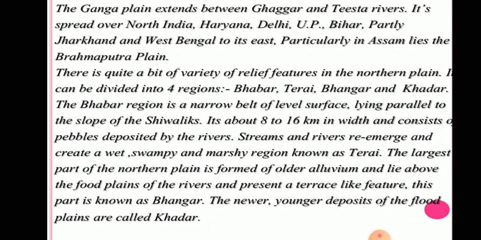Streams and rivers re-emerge and create a wet, swampy, marshy region known as Tarai. Then the largest part of the northern plain is formed of older alluvium and lies above the floodplain of the rivers and presents a terrace-like feature. This part is known as Bhangar, and the newer, younger deposits of the floodplains are called Khadar. So here we have four sections of the northern plain of India. What I have said: first one is Bhabar, second Tarai, third Bhangar, and fourth Khadar.